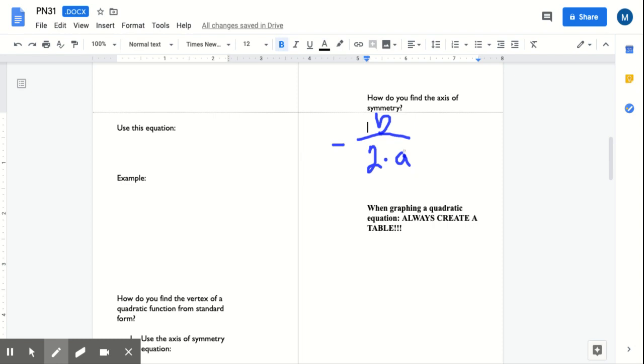So finding the axis of symmetry, this is the formula you will use: b over 2 times a, and then the whole fraction is negative. And the b is coming from whatever b is in the standard form, and so is the a.